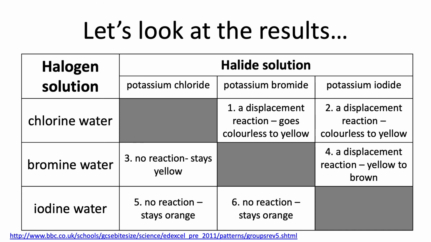Hopefully what you've identified is that chlorine water, and chlorine by extension, is the most reactive halogen, because it's reacted with both bromide, I should say, and iodide. A displacement reaction occurs in both cases. Bromine water is the second most reactive because it reacts with potassium iodide but not potassium chloride. There is a colour change. And iodine water is the least reactive, by extension iodine is, because it doesn't react with potassium chloride or potassium bromide.